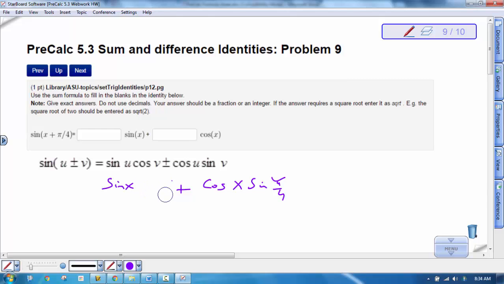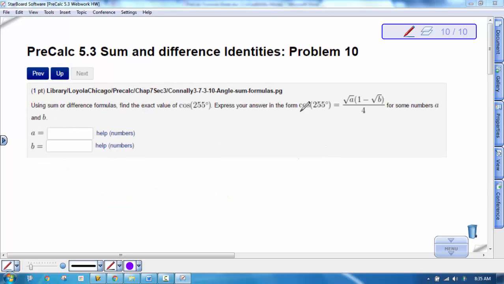Cosine of pi over 4 is square root of 2 over 2. So I'm just going to make this square root of 2 over 2. And then this is also square root of 2 over 2. So I'll make this square root of 2 over 2 here. And so what they're looking for is square root of 2 over 2 here, and then also square root of 2 over 2 here.